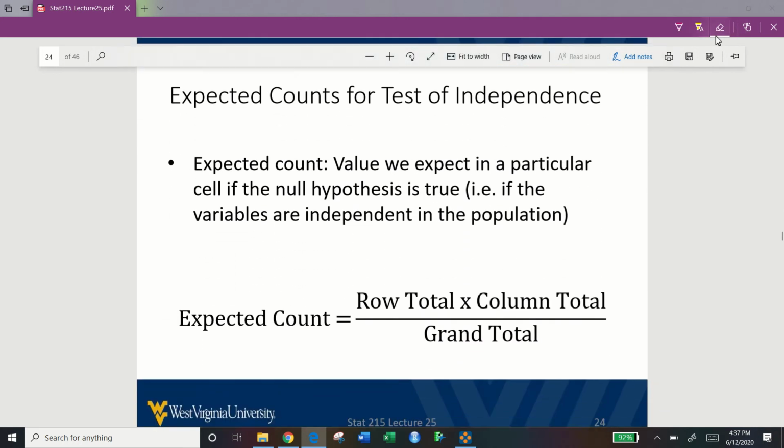Now, at this point, we can take a look at our test of independence. For this, we need something called the expected count. This is the value we expect in a particular cell if the null hypothesis is true, meaning if the variables are indeed independent of the population. To calculate the expected count, it is the row total multiplied by the column total divided by the grand total.